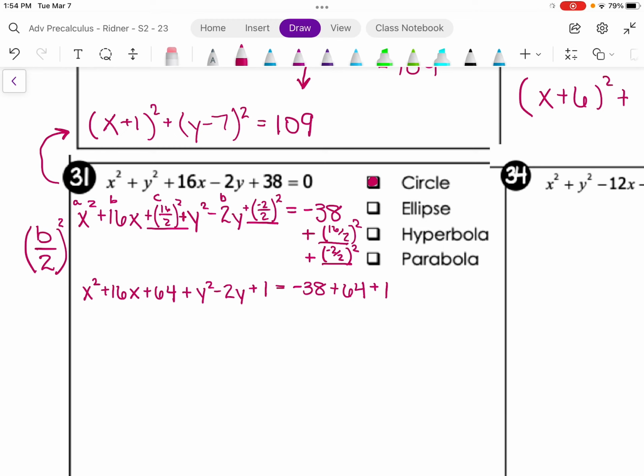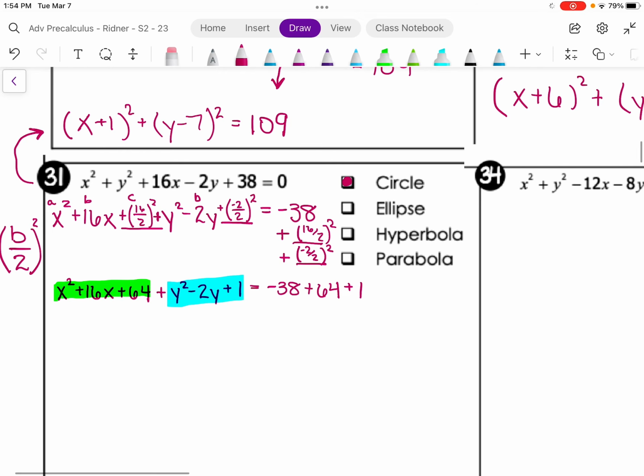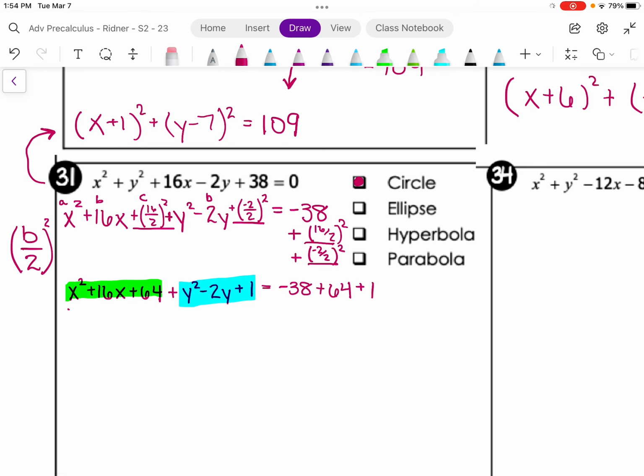All right, so then we look, we're going to break them into pieces. Here's my x piece. And here's my y piece. If I added b over 2 squared correctly, those should factor real nicely. Okay. So what multiplies to get 64, but adds to get 16? Should be the same number twice. 8 times 8. So remember, I would write that as x plus 8 times x plus 8, but I don't need to.